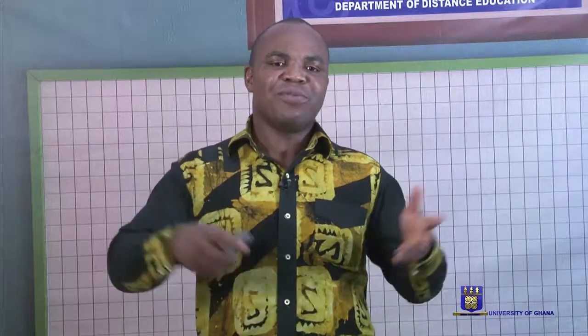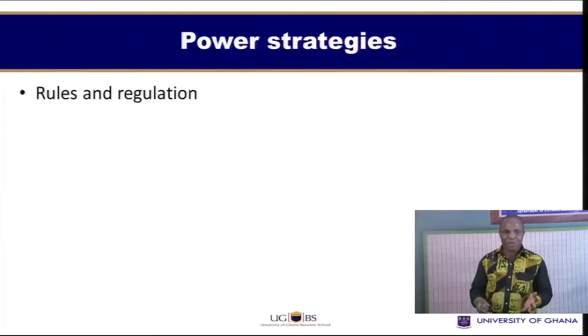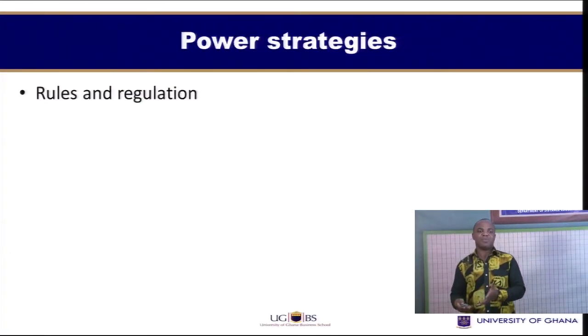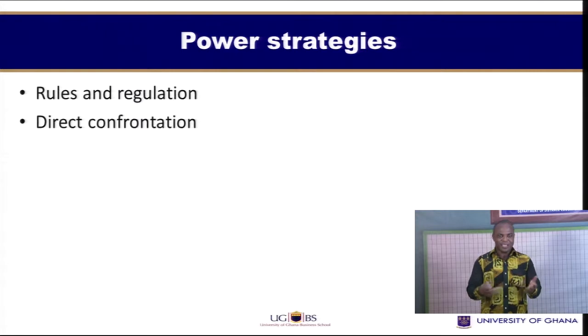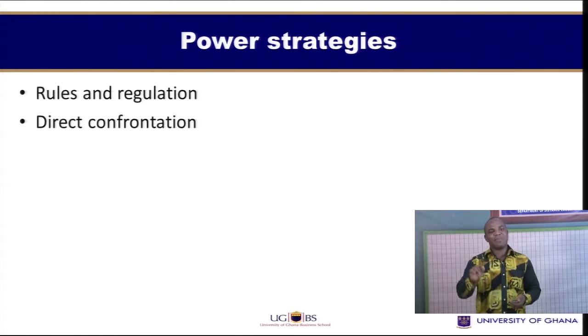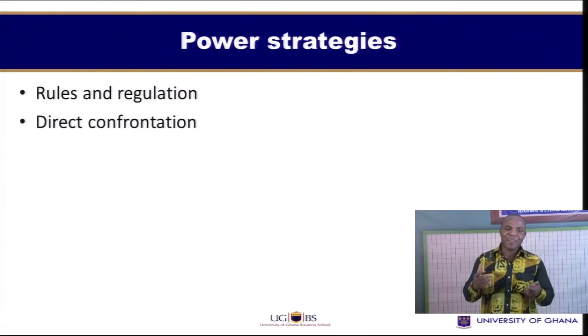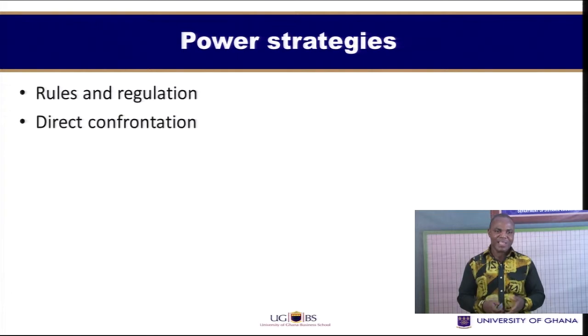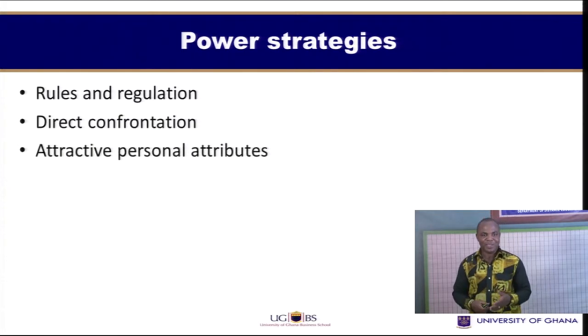How do we exercise power? We call these power strategies. We can exercise power strategies, or we can influence the behavior of people through rules and regulations. Establish rules and regulations, and then people will follow those rules and regulations. We can exercise power using direct confrontation. Confrontation here has nothing to do with going to quarrel with anybody. Direct confrontation here usually talks about using facts and figures to make your case if there are disagreements.